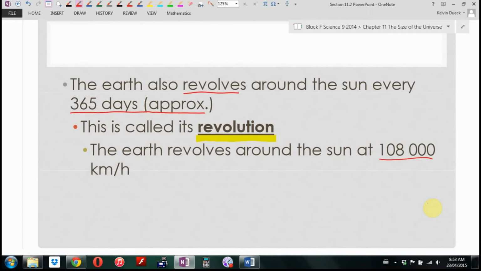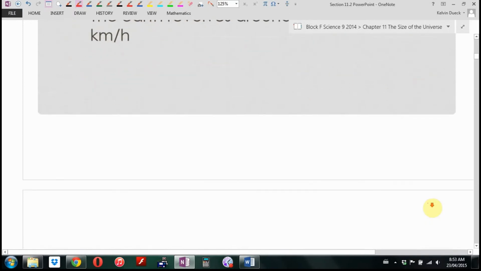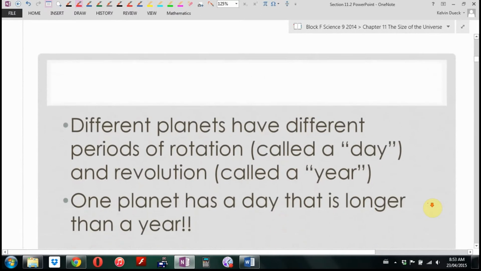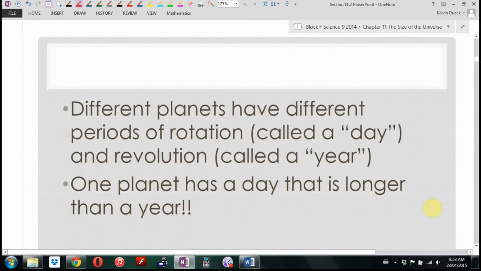What's the name for the Earth's spin that gives it a 24-hour day? Rotation. What's the name for the Earth's going around the sun that gives it a 365-day year? Revolution. Okay? Different planets have different periods of rotation, called a day, and revolution, called a year.